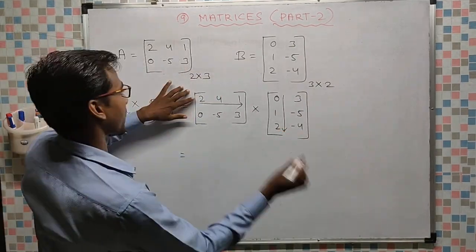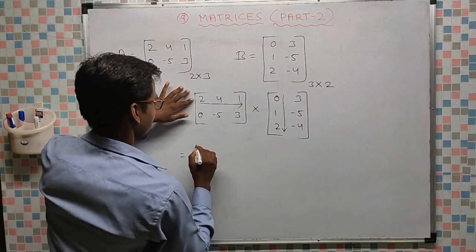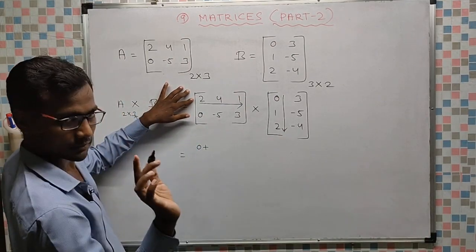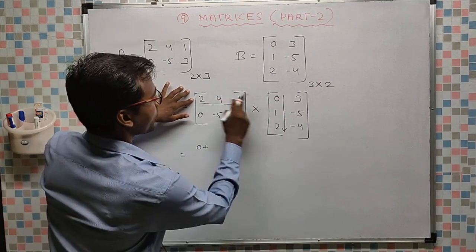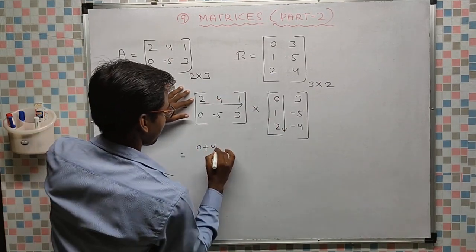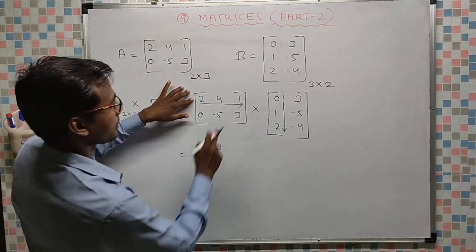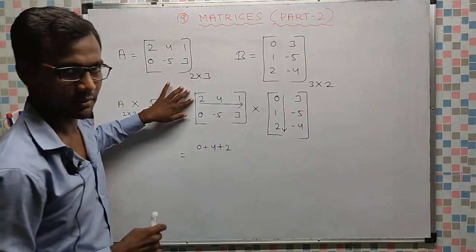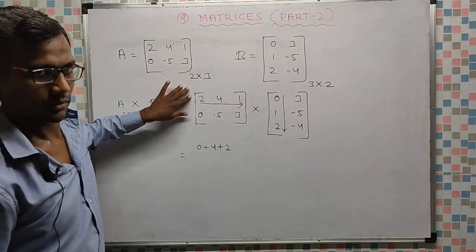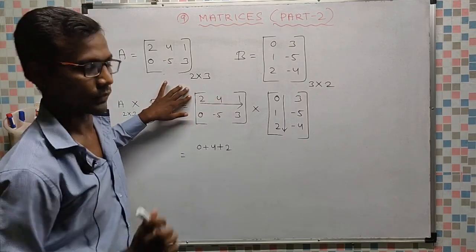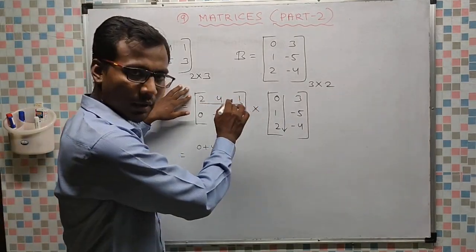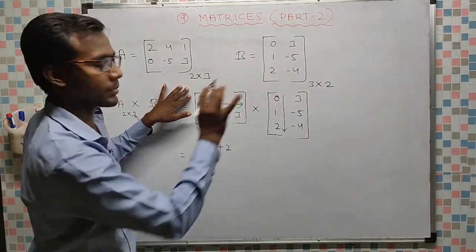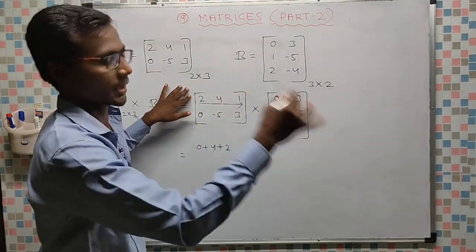See how to multiply. 2 into 0, which is 0. Always plus. Plus 4 into 1, which is 4. Plus 1 into 2, which is 2. This is one element. Put your finger here only, because our first row is not over. First row of the first matrix with each column of the second matrix. First column is over. Now we'll move to the second column.